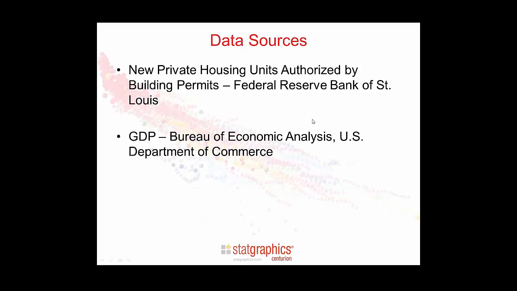Okay. Where'd my data come from? I'm going to post the data, incidentally, on our website, so you'll be able to try all this on your own and see if you can come up with an even better forecast model than I came up with. The new private housing units, the permits data, came from the Federal Reserve Bank of St. Louis. The GDP values came from the Bureau of Economic Analysis of the U.S. Department of Commerce. They're freely available on the internet. You can download lots and lots of economic time series, either from the Fed or from the BEA.